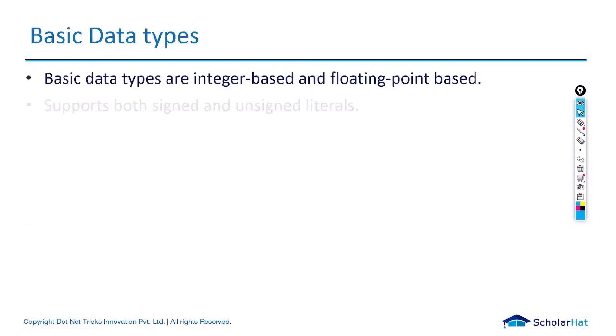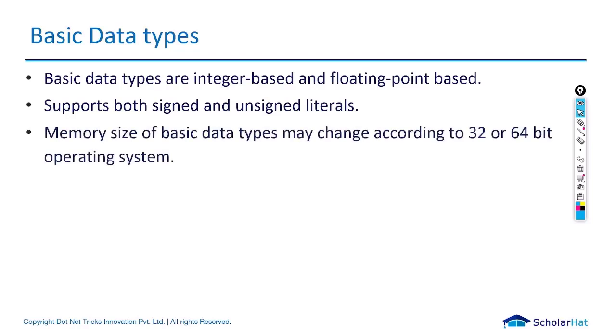Basic data types are integer based and floating point values. We already talked about this. And it supports signed and unsigned literals. Literals means just values. What is meant by signed and unsigned? When we say signed, it means the variable can store negative and positive values as well. When we say unsigned, that simply means the data type is only going to hold positive values. Negative values aren't allowed to be stored in that data type.